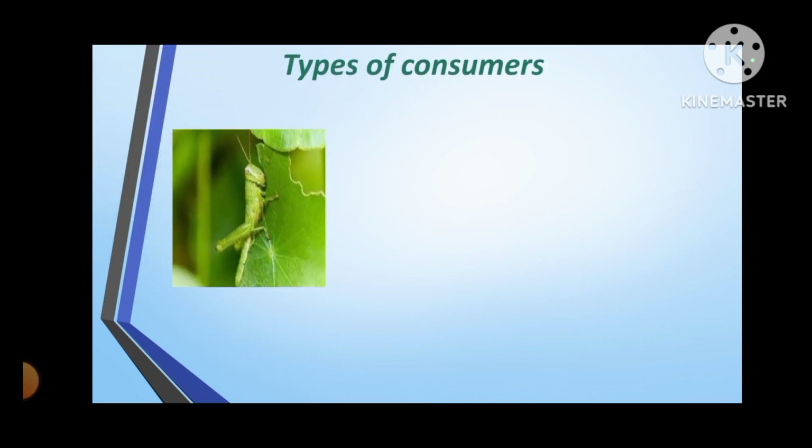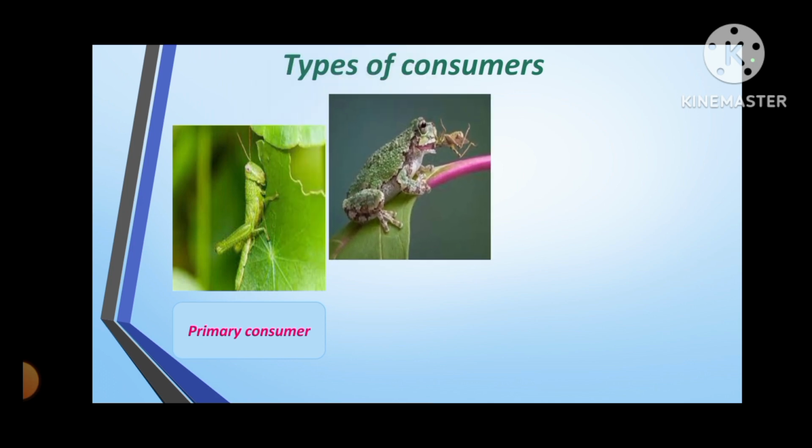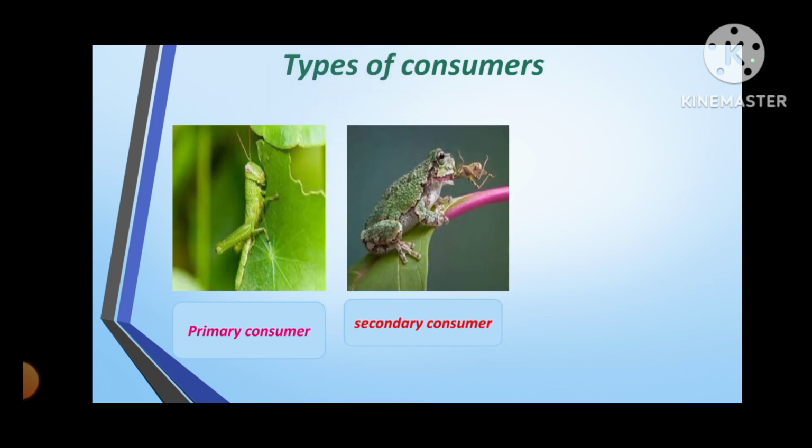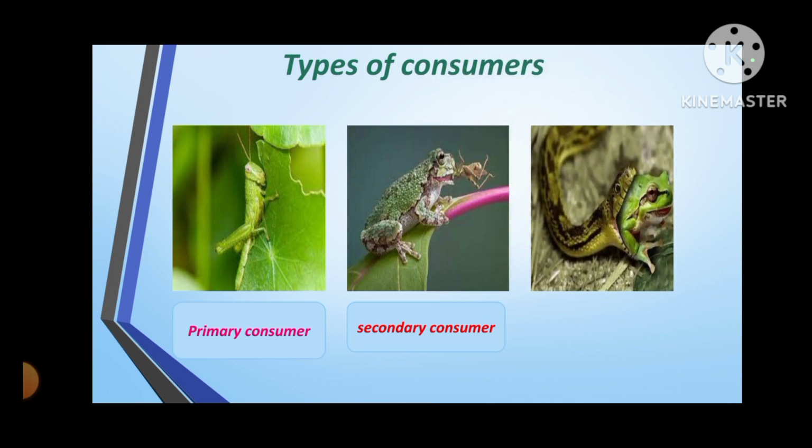Types of consumers. There are three types. Animals that eat producers directly are called primary consumers. The animals that eat primary consumers are called secondary consumers, and the animals that eat secondary consumers are called tertiary consumers. So we have three types of consumers: primary, secondary, and tertiary. Primary eat producers, secondary eat primary, tertiary eat secondary.